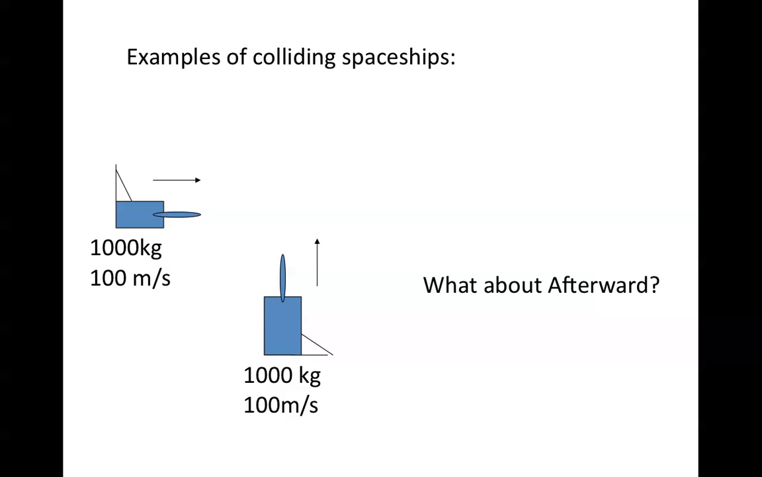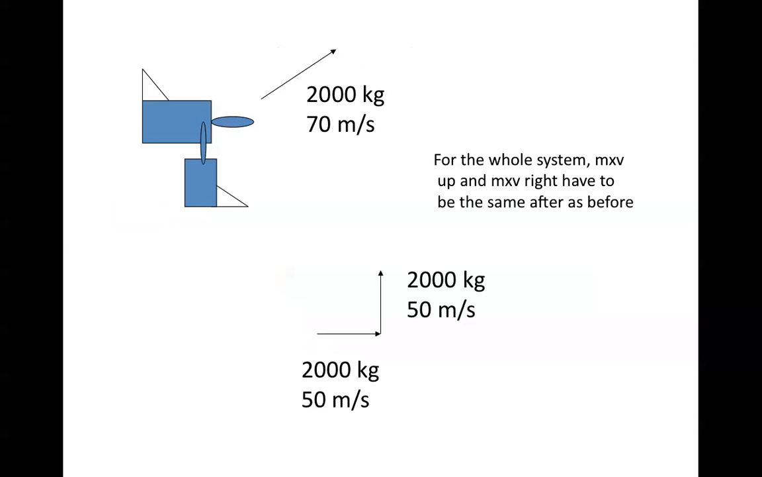So let's give an example of this. Let's take two spaceships, one moving from the left to right and one moving from down to up, that are on a collision course. Each has a mass of 1,000 kilograms, and each is moving at 100 meters a second. So what happens if they collide and stick together? Well, the combined object has a mass of 2,000 kilograms, and it turns out it will have a velocity of about 70 meters per second to the up and right.